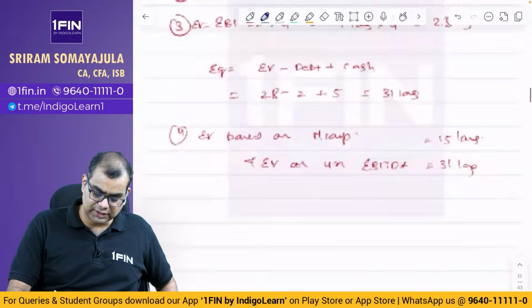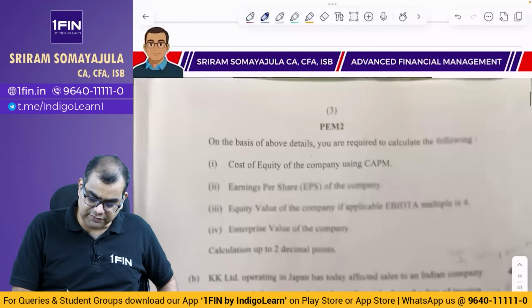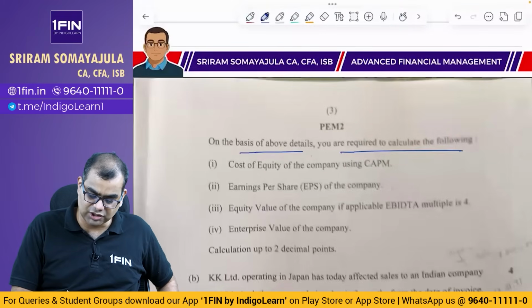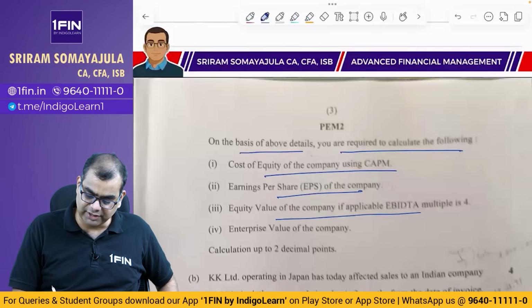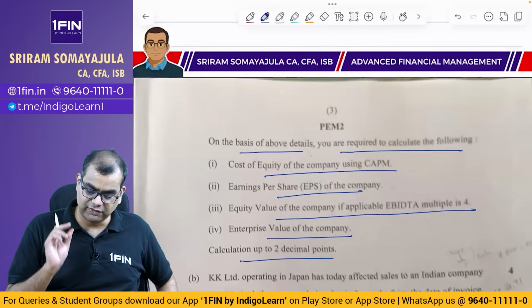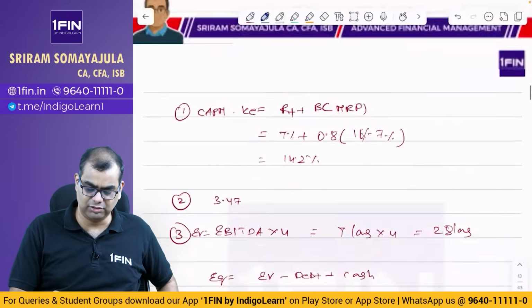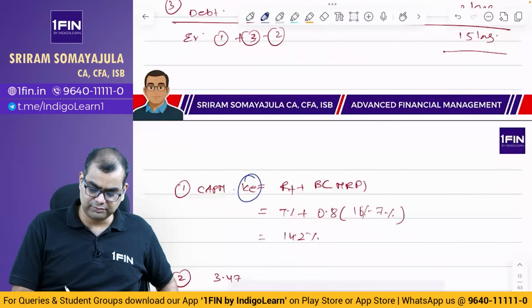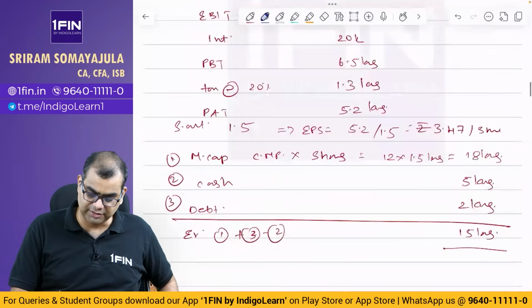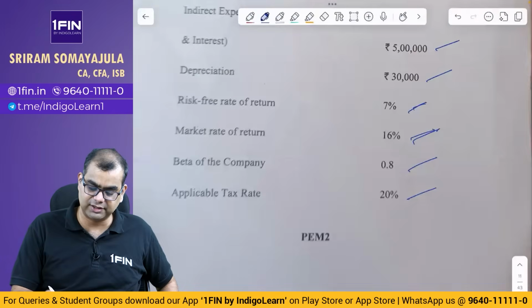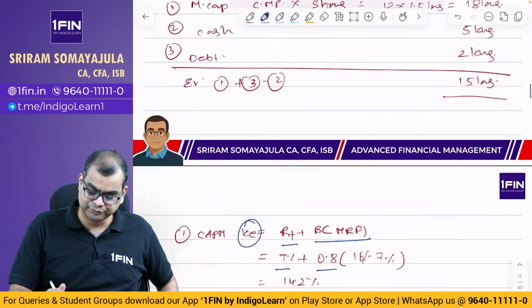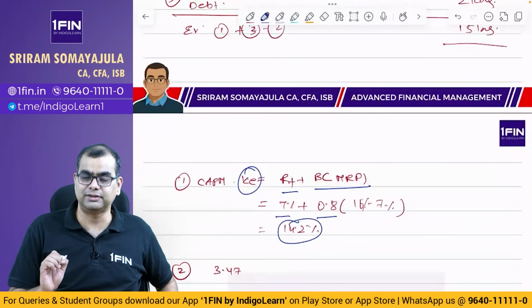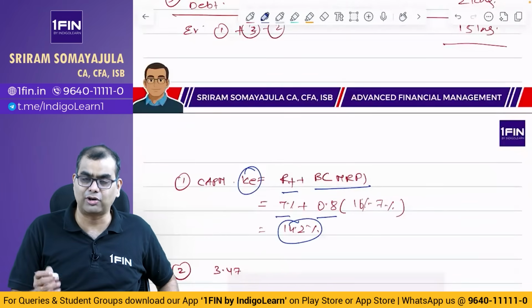Now, what are they saying? They are saying, on the basis of the above, you're required to calculate the following: cost of equity using CAPM, EPS, equity value of the company if EBITDA multiple is 4, and enterprise value of the company. Calculation up to 2 decimals. Okay. First one, we will come to CAPM. What is CAPM? We all know what CAPM is. Cost of equity is basically your Rf plus beta into MRP: 7% plus 0.8 into (16 minus 7), because they've given 16 as market return and 7 as risk-free. You basically get 14.2% as your CAPM cost of equity.